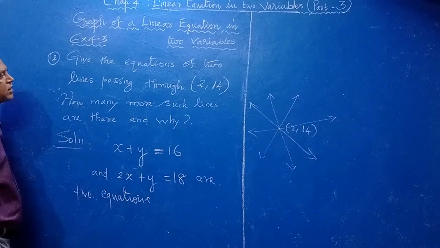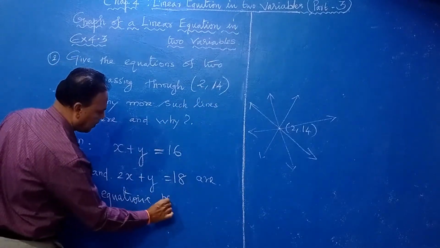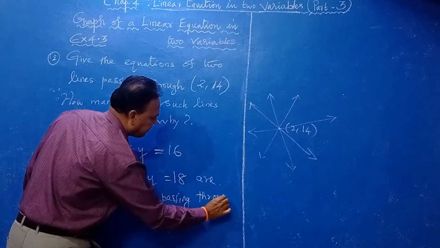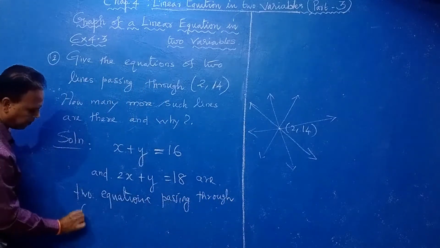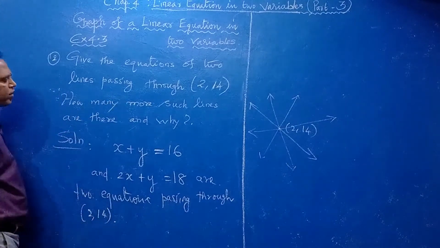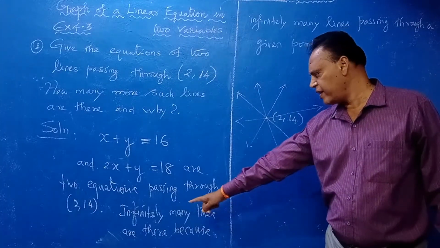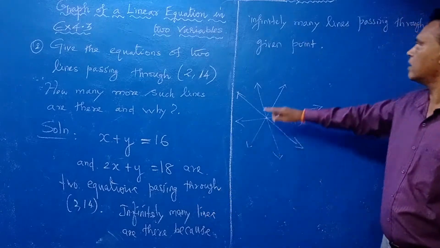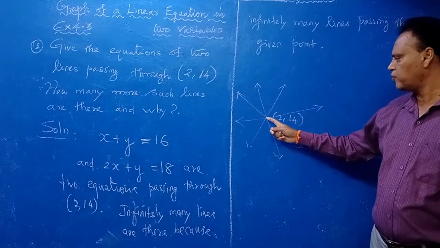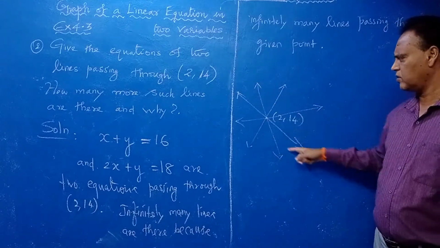Two equations passing through 2 comma 14. So next, how many more such lines are there? So infinitely many lines are there, because infinitely many lines pass through a given point. You see this point, the given point, you can draw so many lines. Okay, you can draw so many.